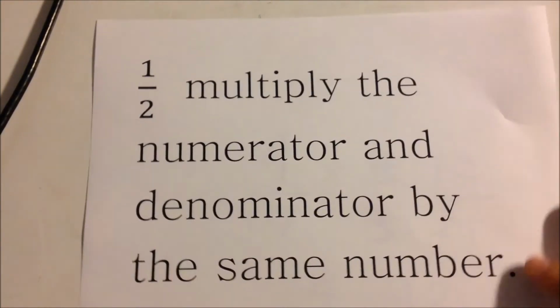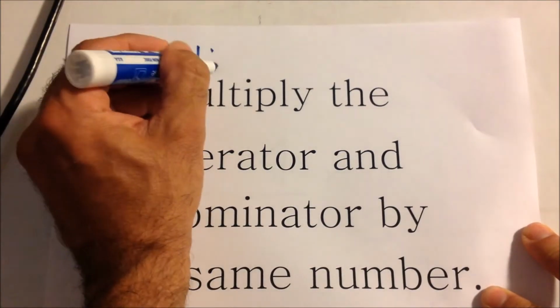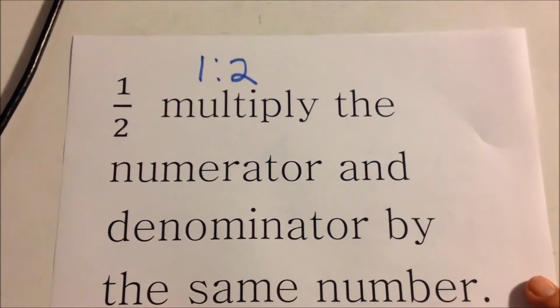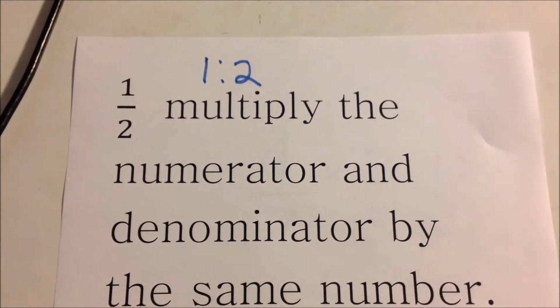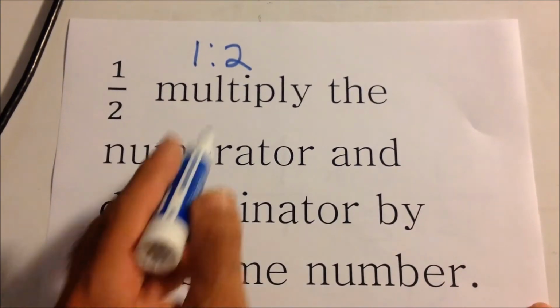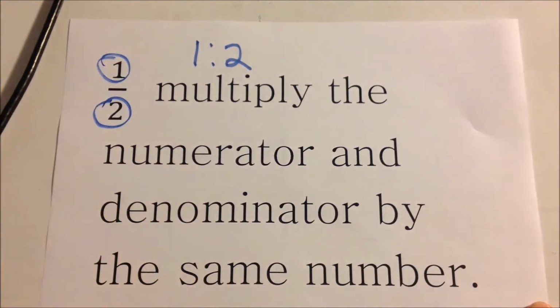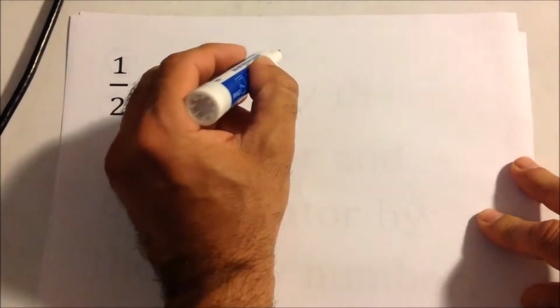Okay, let's look at another example. So let's say we had 1 over 2. This is the ratio, 1 over 2. It's not 1/2, it's 1 part to 2 parts. So if I want to get an equivalent ratio again, multiply the numerator and the denominator by the same number, any number you choose. So if we use 3 again, 1 over 2 times 3, we'll get 3 over 6.